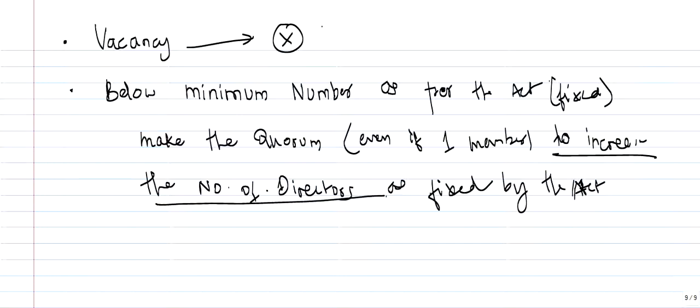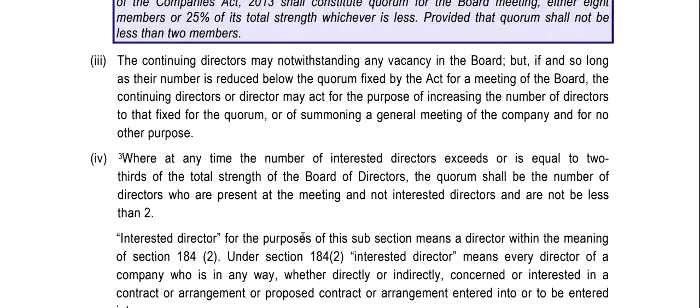So in case the number of existing directors is reduced below the quorum fixed by the Act for a meeting of the board, the continuing directors or even a single director may form a quorum for the purpose of increasing the number of directors to that fixed for the quorum, or of summoning a general meeting of the company, and no other purpose. For no other purpose is mentioned here.